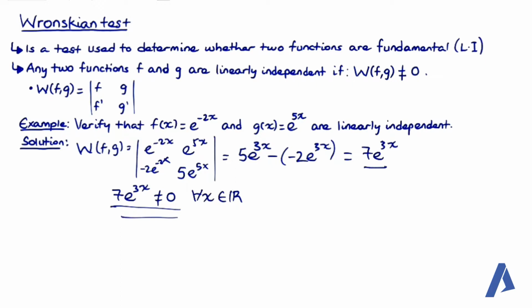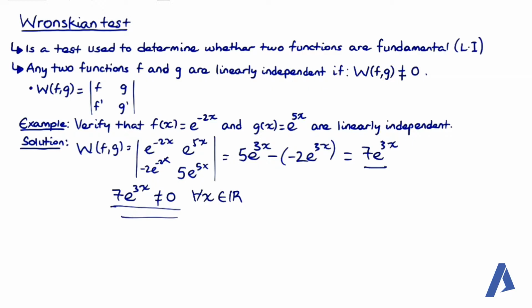Verify that the function f of x is equal to e to the power of minus 2x and g of x is equal to e to the power of 5x are linearly independent. ያው Wronskian ነው determine የምናደርገው. We have f which is e to the power of minus 2x and again g, e to the power of 5x. The first derivative becomes minus 2 e to the power of minus 2x and 5 e to the power of 5x. ስለዚህ determinanቱ ስንወስደው 7 e to the power of 3x መጣ.